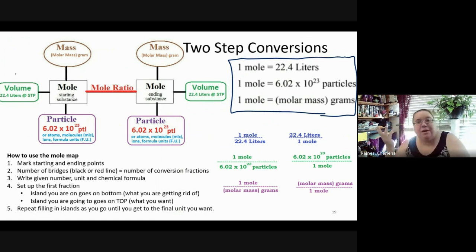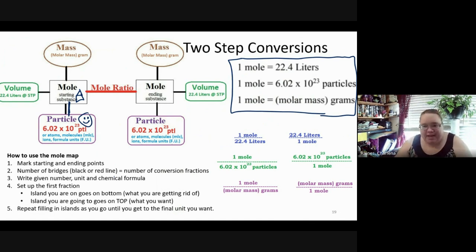So you've got to read the problem. And as you're reading the problem, you're going to mark your beginning and ending points. My last problem that I just did as part of my revisit, we started with particles and we went to moles. So I would mark the map. The number of lines, the number of bridges tells me how many fractions my conversion is going to need. Notice there's literally only one bridge, one path between moles and particles. So that means we're going to need one fraction.